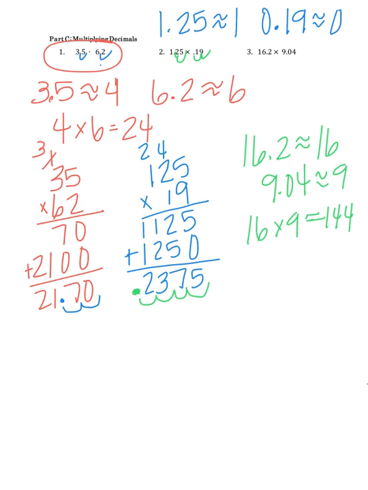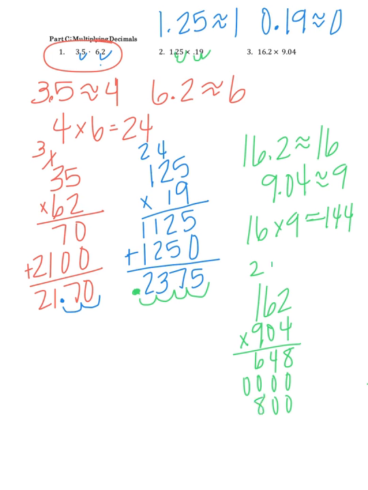So we multiply 162 times 904. Use a 0 as our placeholder. And we add.